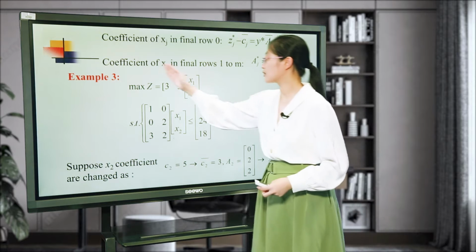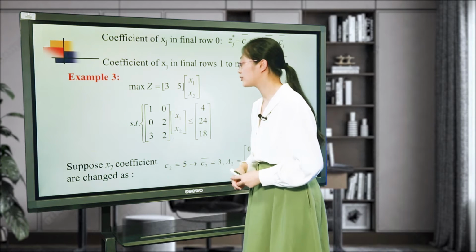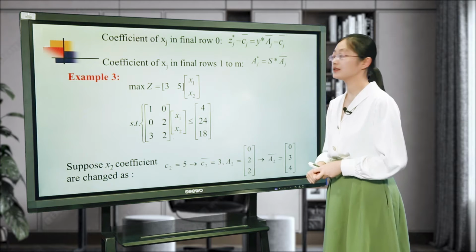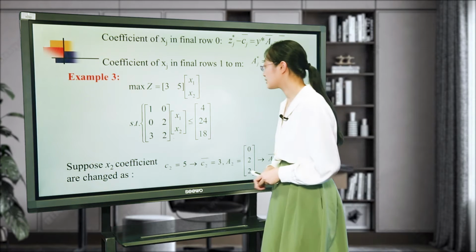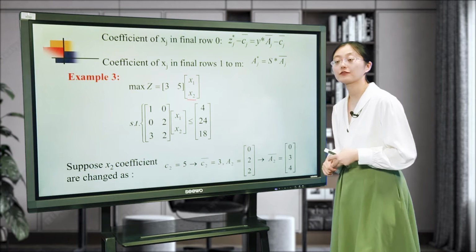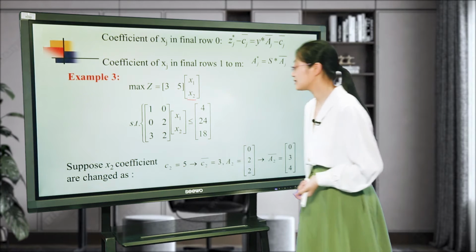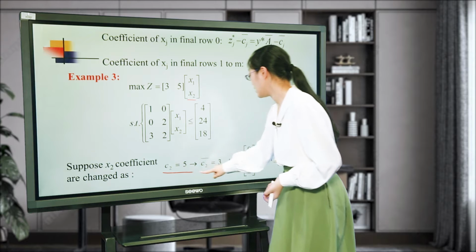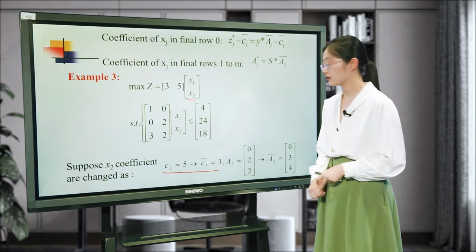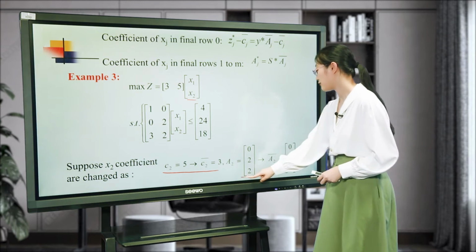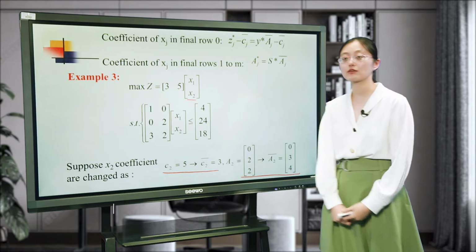So this is our original linear programming model, and we have its final simplex tableau. However, in this case, now let's consider x2. It was a basic variable in our final simplex tableau. Consider now if the coefficients of x2 are changed from 5 to 3 in the objective function, and in the constraints from 0, 2, 0 to 0, 3, 4.